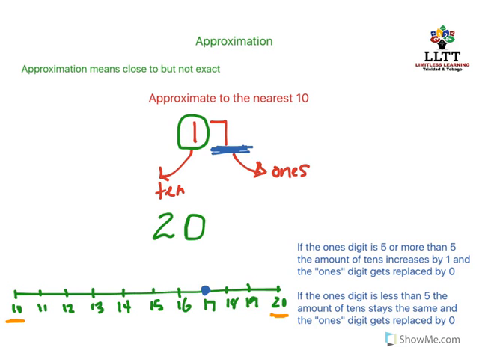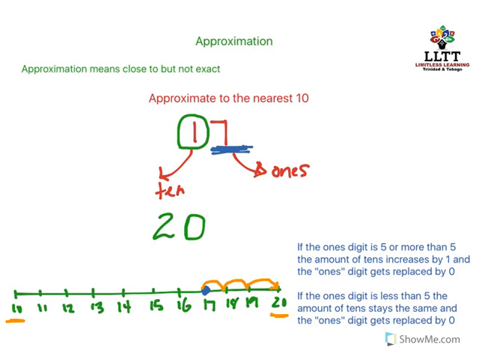Now where is the blue dot closer to? Is it closer to 20 or is it closer to 10? It's closer to 20, right? It's 1, 2, 3 away from 20, whereas if it's 10, it's going to be 7 away from 10. So 17 is actually closer to 20. So when we approximate to the nearest 10, we can get 20.